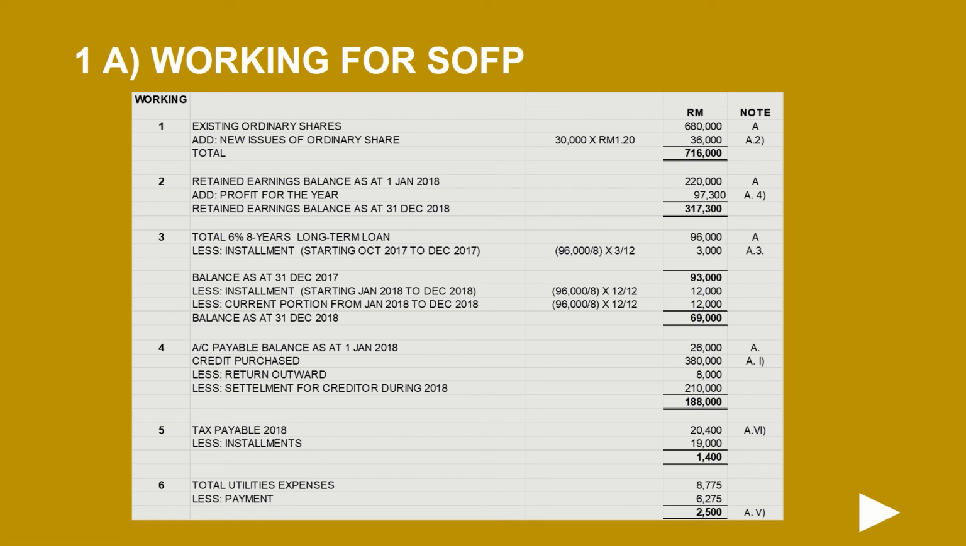Working number 5 is related to tax payable. For the year 2018, the tax payable amount is given in the question at additional information 4. So it is given at 20,400. And then the total amount of installment made to Inland Revenue Board amounting to 19,000. So you need to minus the installment from the tax payable. Therefore, the balance of tax payable is 1,400 ringgit.